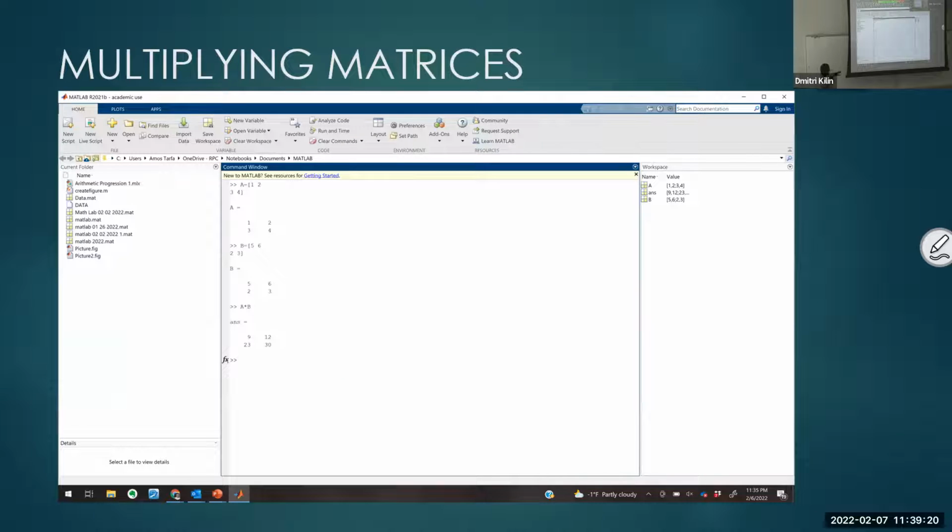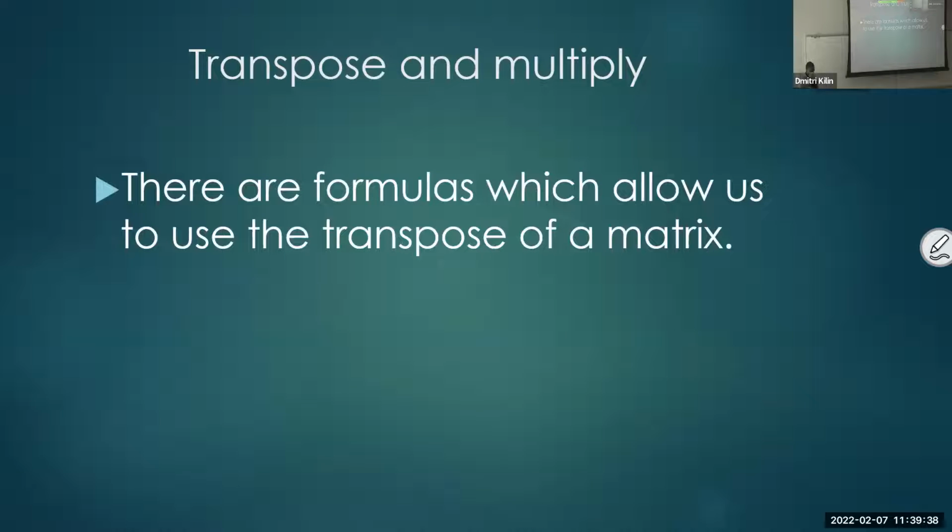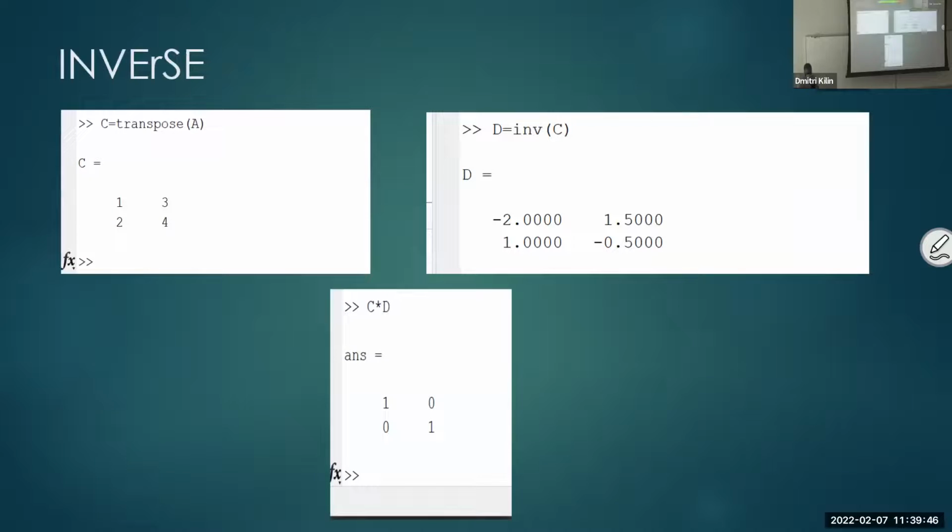I apologize if this is a little tiny, but this is showing how A and B multiply to give us a 2x2 matrix. How we do that is we establish A, establish B, and then A times B, and that will give us the answer. So we've looked at transposing and multiplying. There are formulas that want the transpose of a matrix, and that's why we do that sometimes.